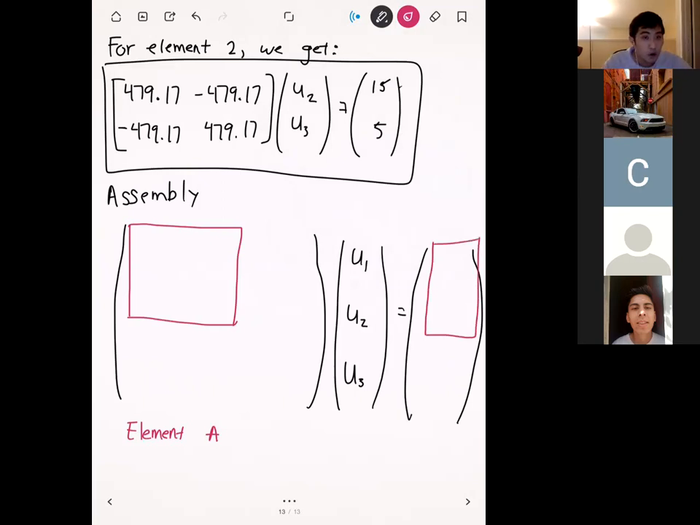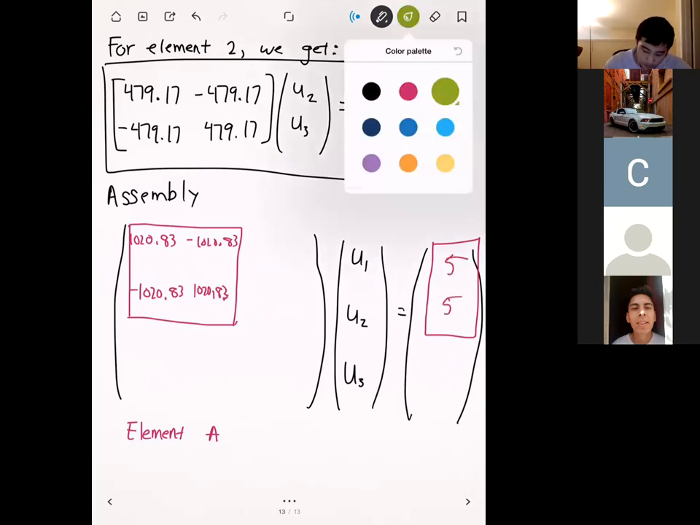Right, and so we're going to fill in all the values for element A into the places that I boxed in red. Okay, so we're going to have 1020.83, minus 1020.83, minus 1020.83, and then 1020.83. Okay. And on the right-hand side, we're going to put in our two values for the loads. And so that's going to be 5 and 5.